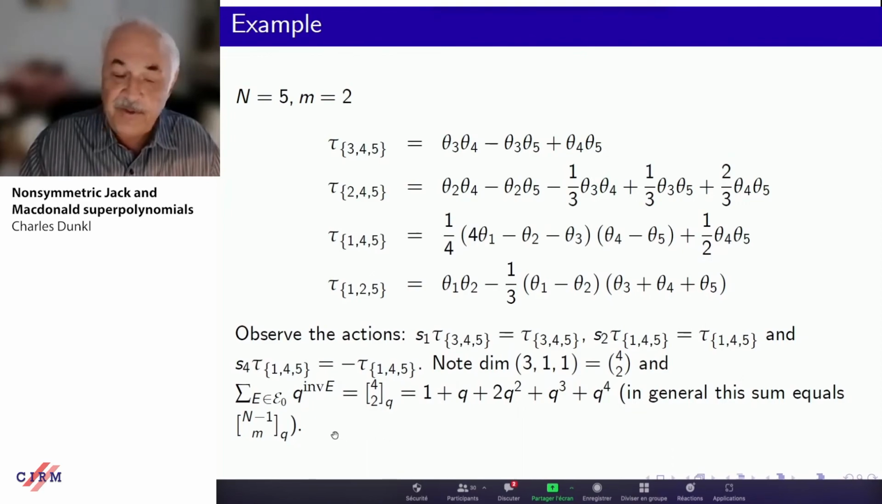There's a nice way of counting the inversion. If you take this generating function, q to the inv e, you get the q binomial coefficient. And so this tells you how many sets there are of each inversion count.